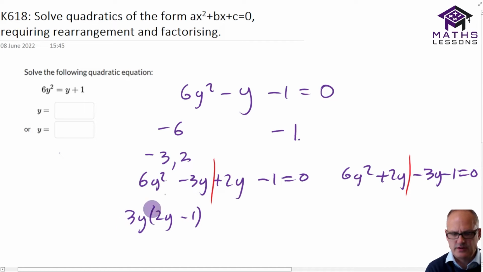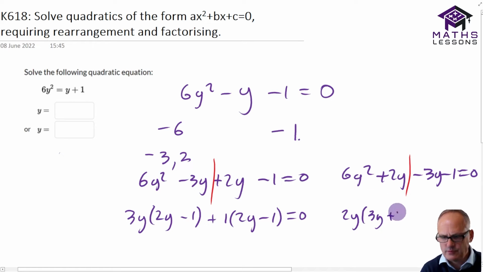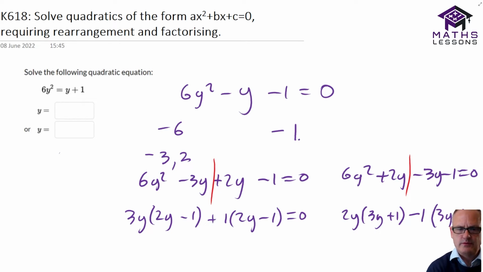So this is the biggest factor I can take out of this and factorize this. Now here, I can't take out anything more than 1. Okay, take out 1 as a factor. All right, there's nothing that goes into both of these other than 1. And over here, my biggest factor is 2y, and I'm left with 3y here, and I'm left with a plus 1 here. So times this out, I get 6y squared, times this out, I get 2y, just to check I made it right. And then the only thing I can take out here is minus 1 times by 3y times by plus 1. And what you'll notice is I have a common factor here that I can take out.